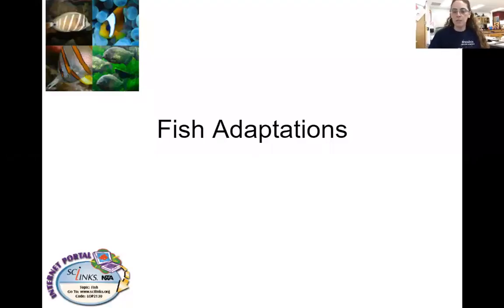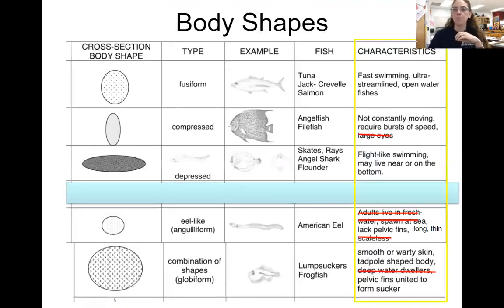This set of notes is on fish adaptations. So we're going to cover things like different body sizes, mouth types, colorations, and reproductive strategies that fish use to survive. So first are our body shapes, and this is just a few.